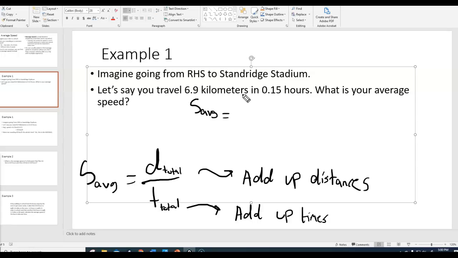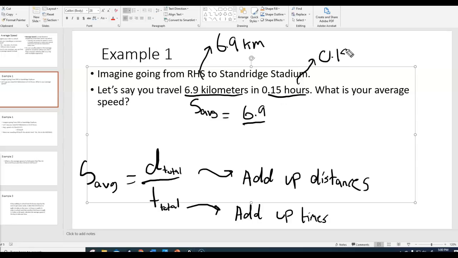Now in this case, looking at units, I only have one distance, 6.9 kilometers. That's one of my givens. So for total distance, D total, I'm just going to write down 6.9 divided by 0.15 hours. This is another given. This is time, because time is measured in hours. So that's going to be my total time. Normally I would add up the distances and add up the times and divide, but here I only have one distance and one time.